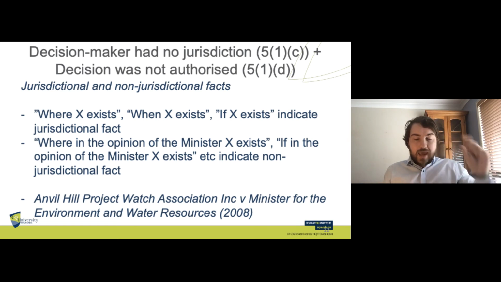The X's existence is completely separate from the decision maker's power. On the other hand, if the language is "where in the opinion of the minister, or in the opinion of whoever, X exists", that would indicate to us that this is a non-jurisdictional fact, because the legislation is actually saying the minister, the director of animal control, whoever it is, the decision maker, their opinion about X's existence is what matters, not whether X objectively exists or not.